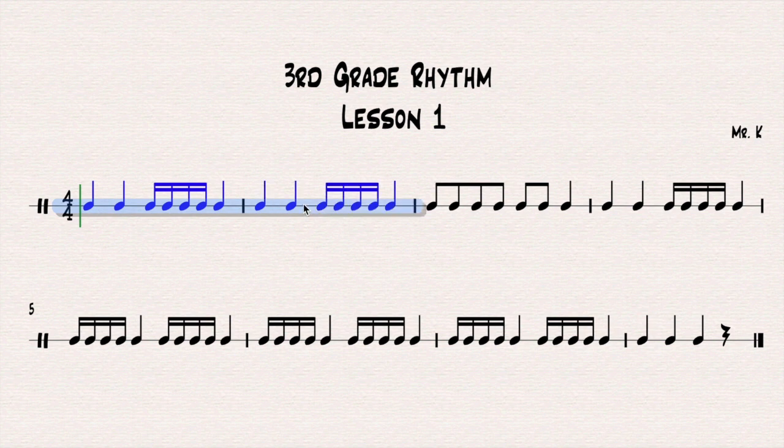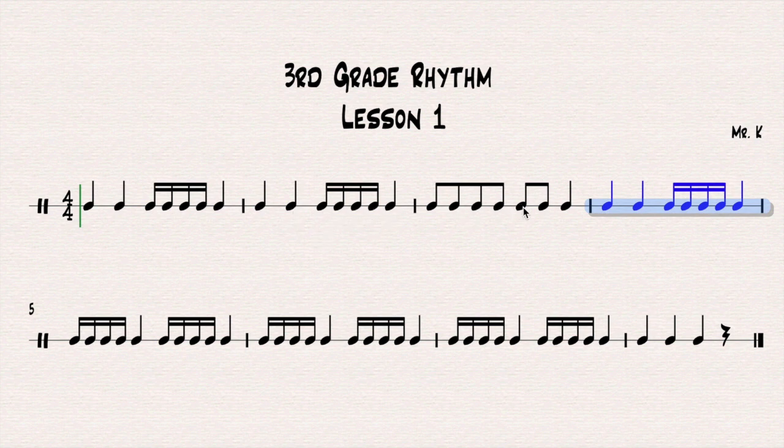Remember, always look for patterns in music. There's always patterns. When you find those repeating patterns, it just makes the music easier. So we've got the first 2 measures are the same thing. And if you're looking carefully, which you probably are, this 4th measure over here is exactly like the first 2. So let's practice the first 2 together. Ready? Count. 1, 2, 3 E and a 4. 1, 2, 3 E and a 4.